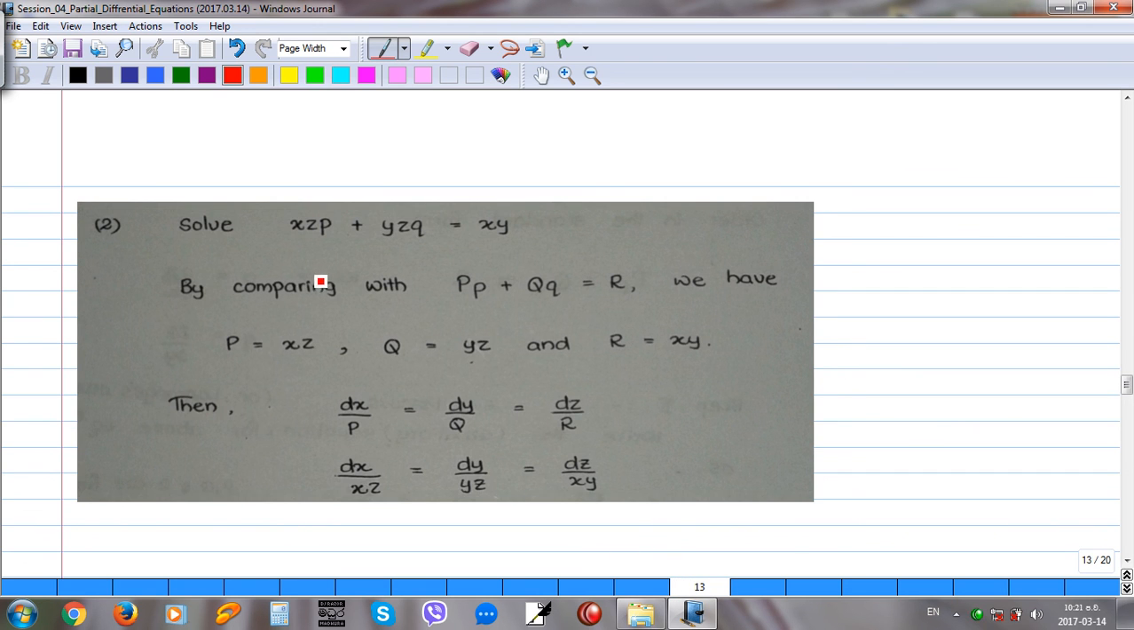Then the second example: solve xz p, yz q and xy. So then first we can call this p and this q and this r according to the general form of the equation. So p equals xz, q equals yz, r equals xy. Then we can write dx over p, dy over q, dz over r.